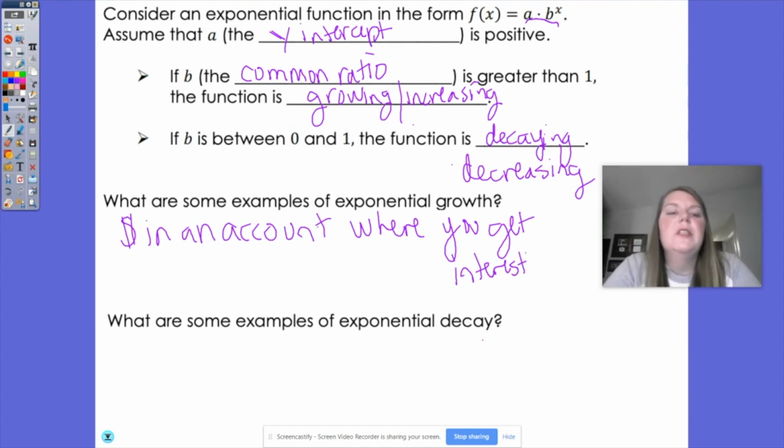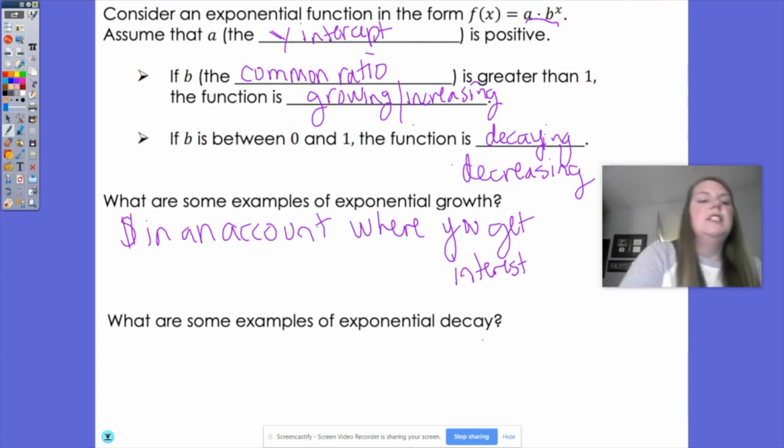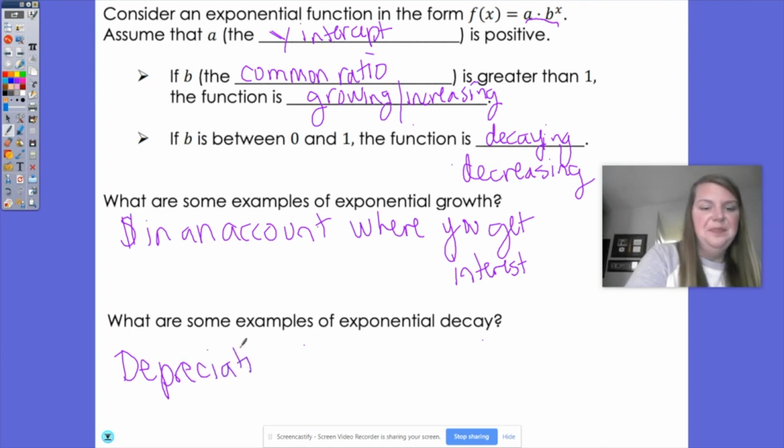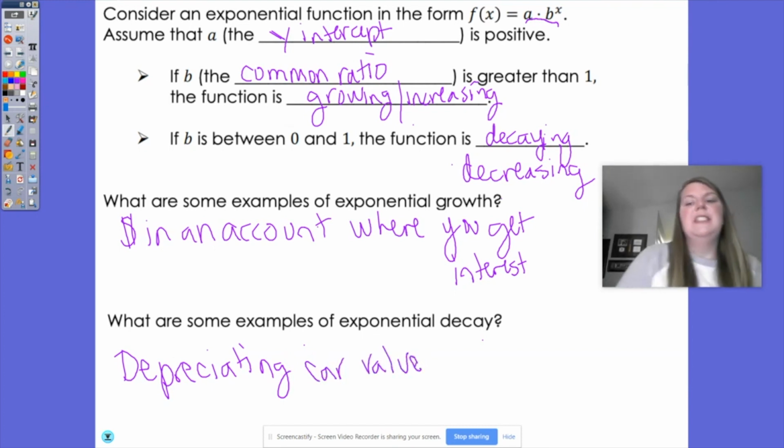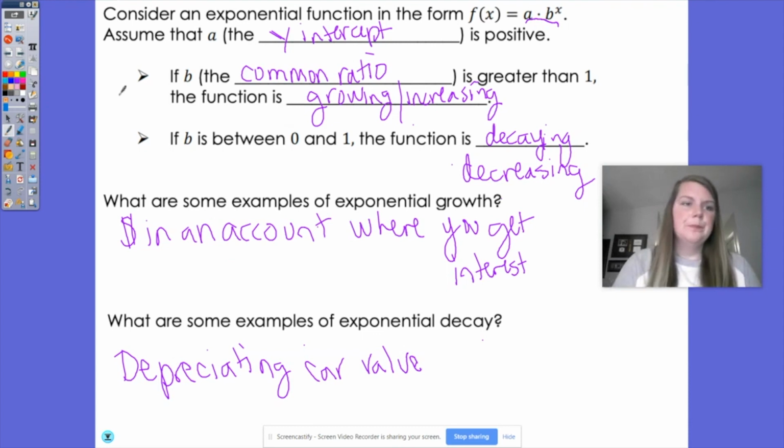And then what's an example of exponential decay? All of you have never purchased a car before, but when you purchase a car, as soon as you drive it off the lot, it goes down in value. So depreciating is another word for decreasing in money specifically. Depreciating car value. And that value is going to go down at a specific rate over time.